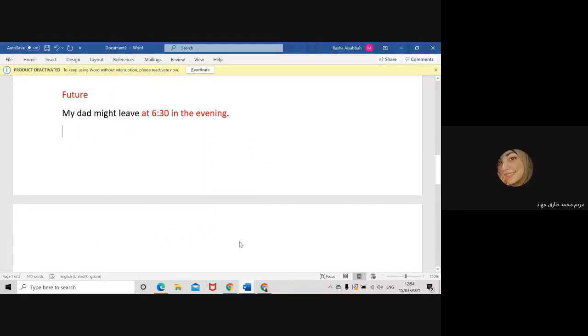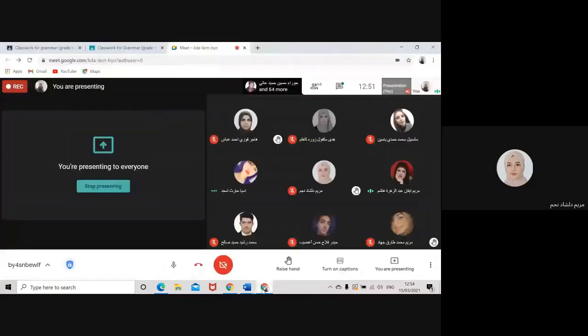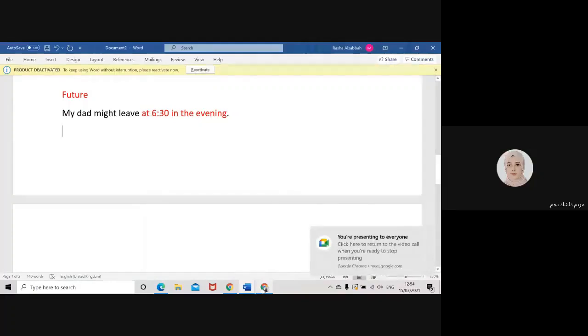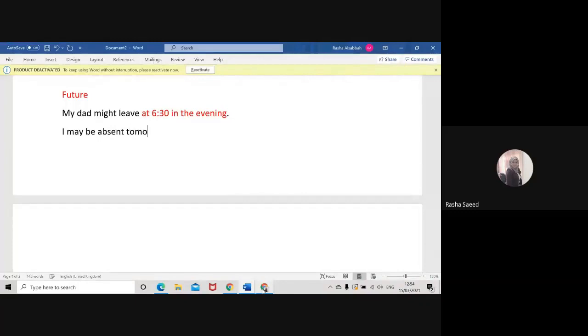Let's give another sentence. Like tomorrow. Yes, go ahead. In the future, we can say I may be absent tomorrow. Brilliant. So she said she might be or she may be absent. Since she added tomorrow, this showed that this is a conjecture about the future. She's not sure whether she will be absent or not, but it's probably something probable.